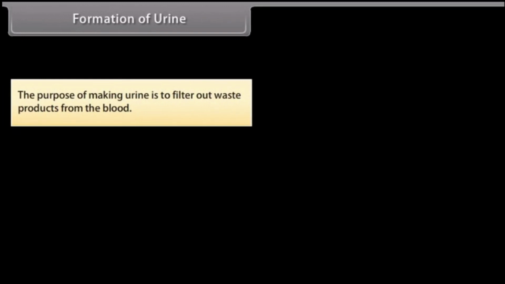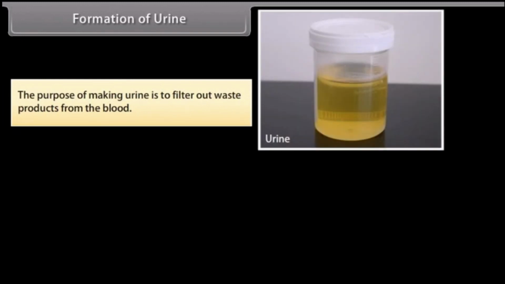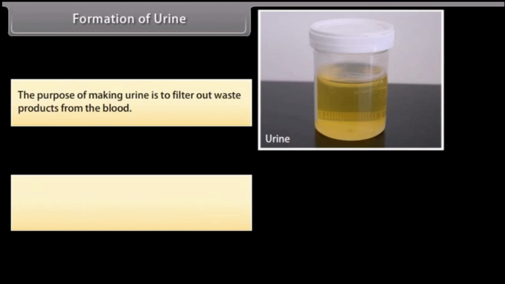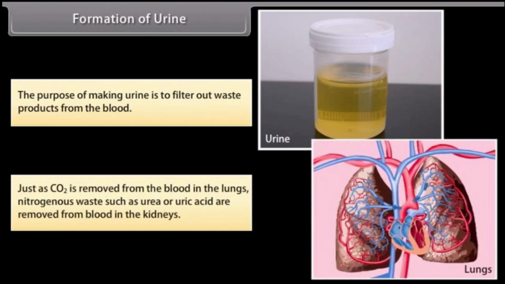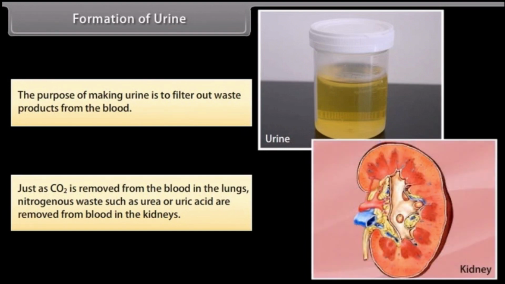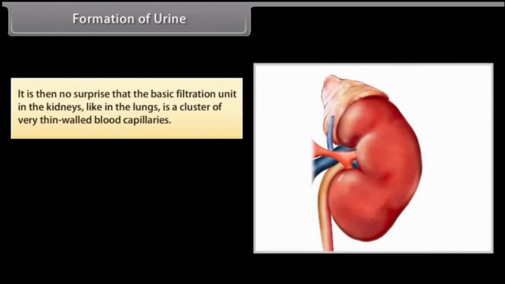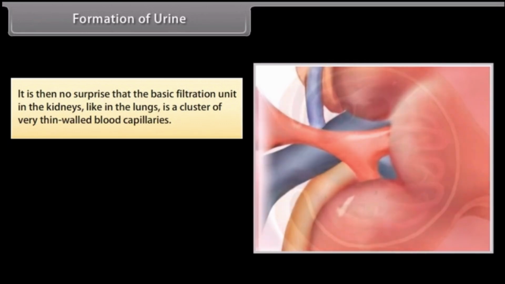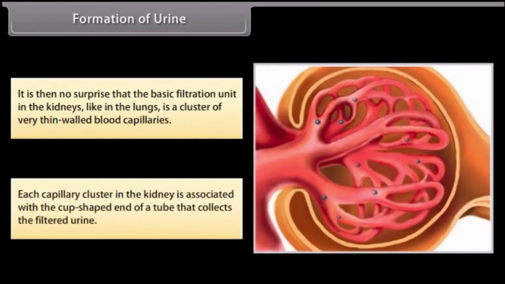Formation of urine. The purpose of making urine is to filter out waste products from the blood. Just as CO2 is removed from the blood in the lungs, nitrogenous wastes such as urea or uric acid are removed from blood in the kidneys. It is then no surprise that the basic filtration unit in kidneys, like in the lungs, is a cluster of very thin-walled blood capillaries.